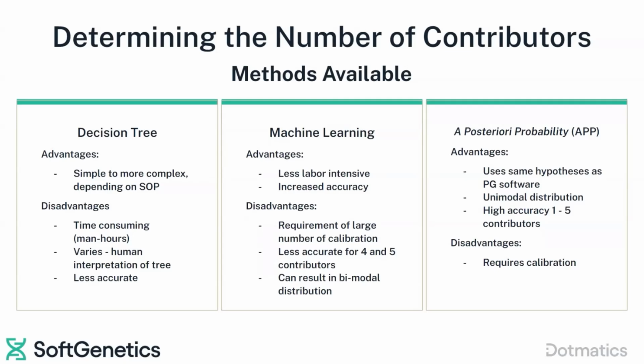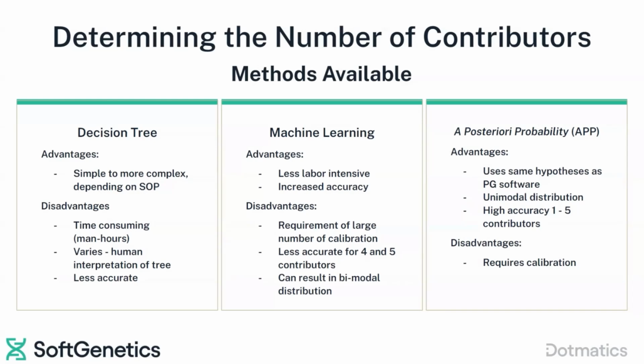Also, since it relies on human interpretation of data, the results can vary from person to person or lab to lab, which means it can be less accurate. There is some software available that uses this decision tree method, like Faster. So this can help speed things up and remove some of the human bias, but it can't consider all of the possible combinations.